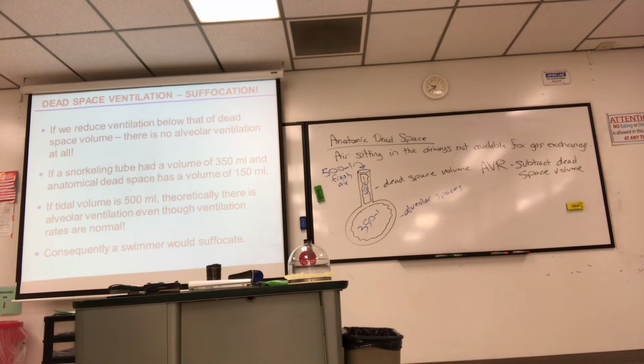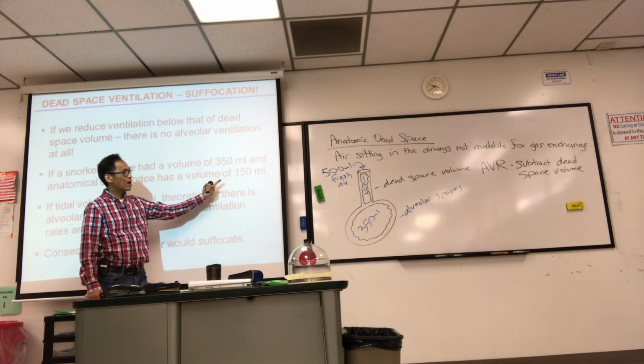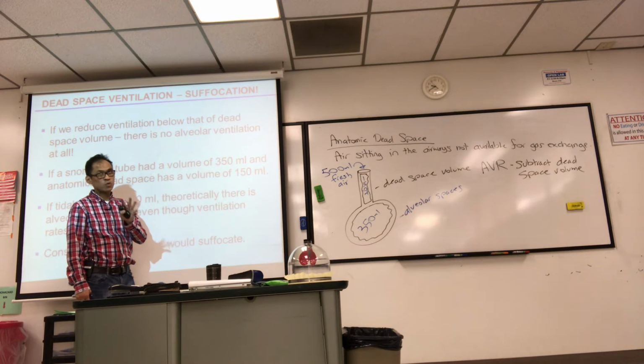If we reduce the ventilation below that of dead space volume, then there's no fresh air. There's no alveolar ventilation at all. So for example, let's say you have a big long snorkeling tube with a volume of 350, and the dead space is already 150. I didn't say that correctly. If you're breathing 500, but all of it goes to dead space, you're not bringing any fresh air to the lungs, and you will suffocate.